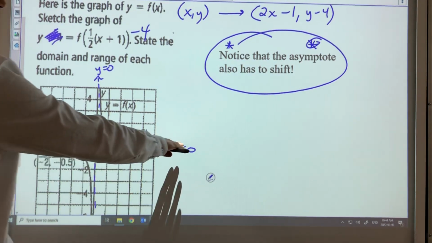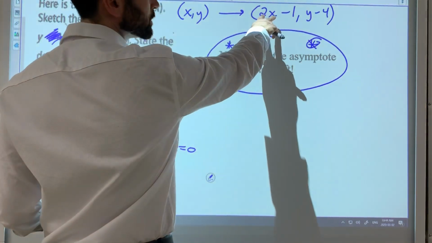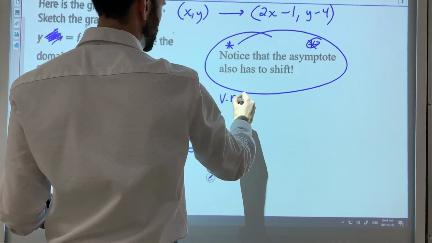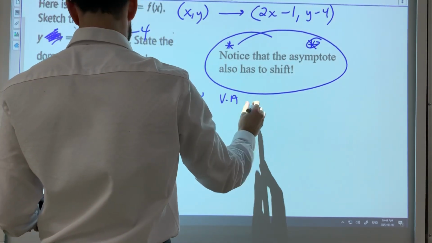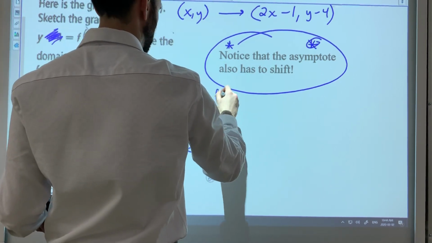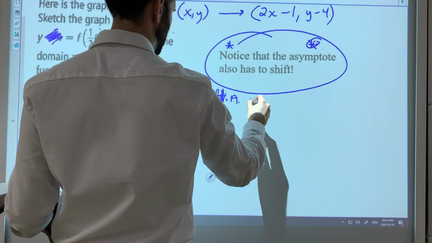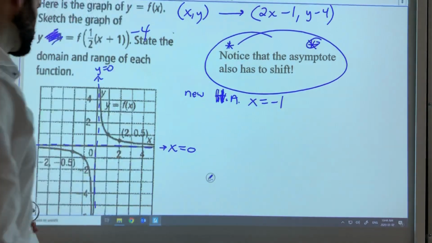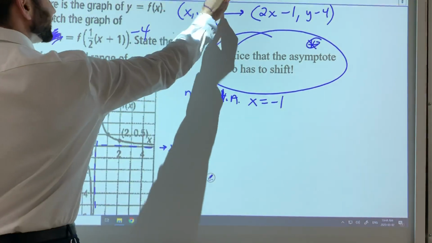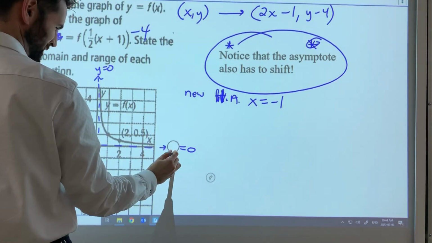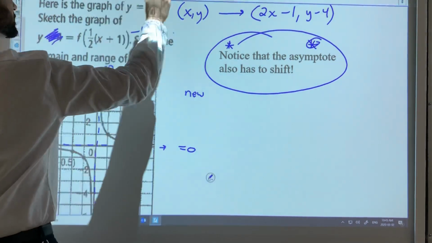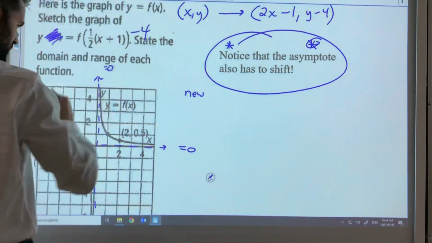So you have x equals 0. What's 0 times 2? 0, and then subtract 1? Minus 1. So the new, which one are we doing? We're doing the horizontal asymptote. The new horizontal asymptote is now x equal, oh, that's a vertical one. Oh, do I have these mislabeled? I do. I was like, what's confusing me? I have these mislabeled, right? Let me try again.